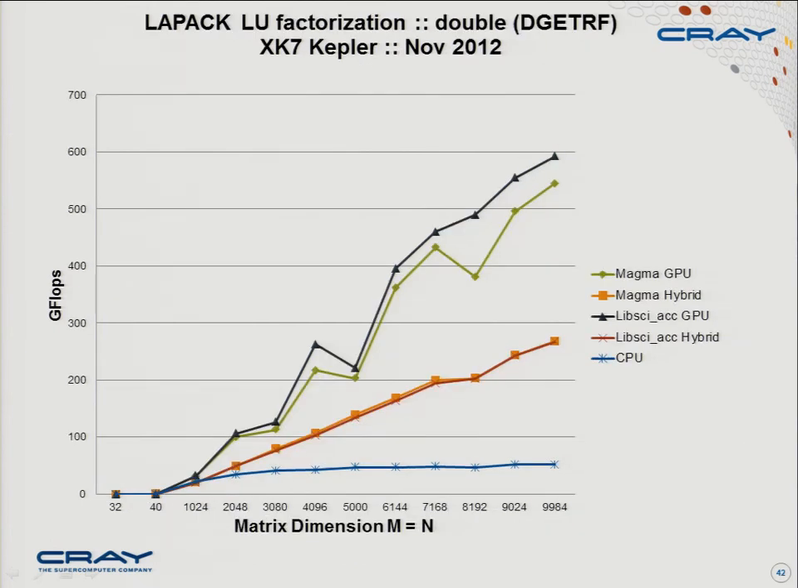Another function, again you see that our library is faster. If you find that MAGMA or PLASMA, whatever you want, is fast in a given function, just let us know, and we will work to improve this function.